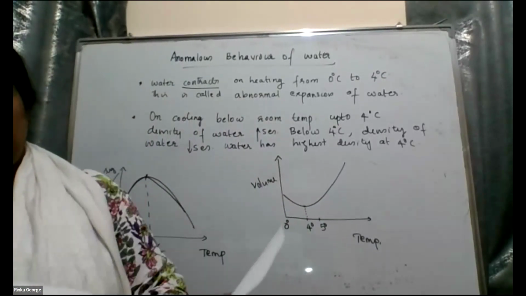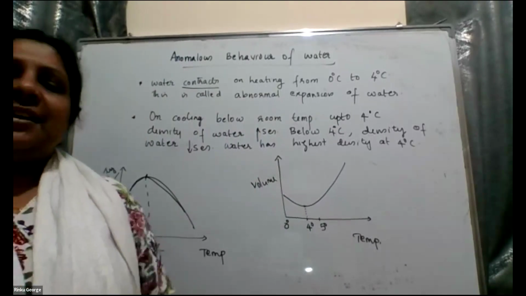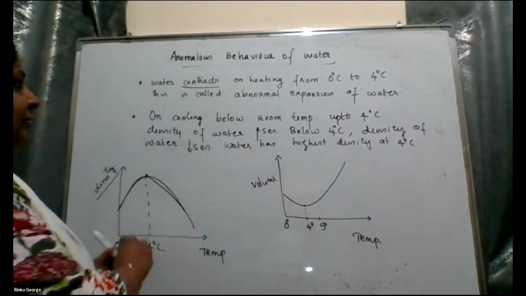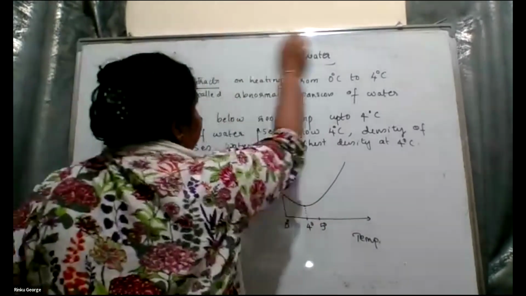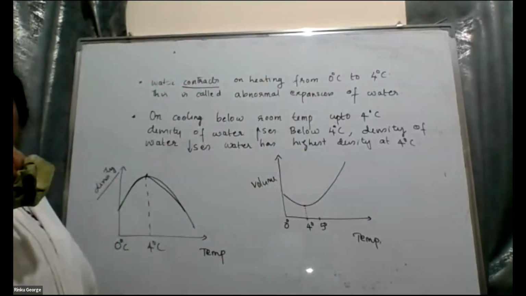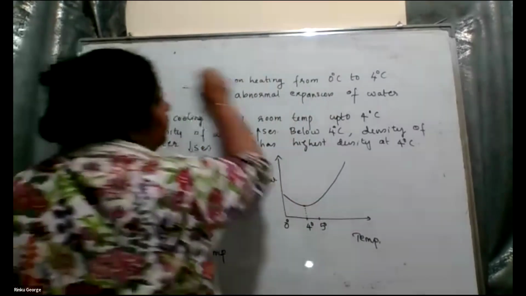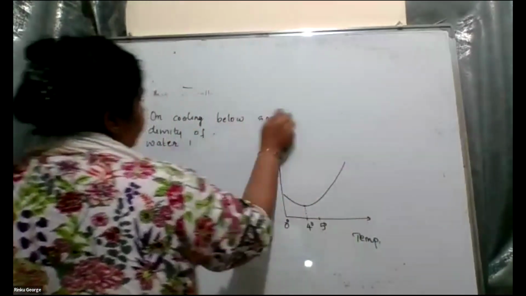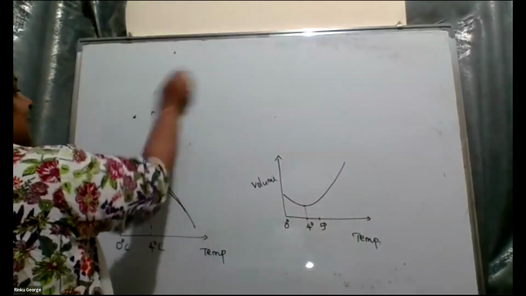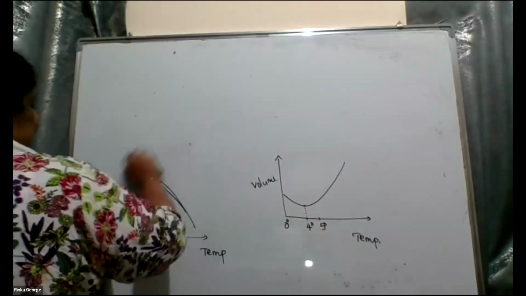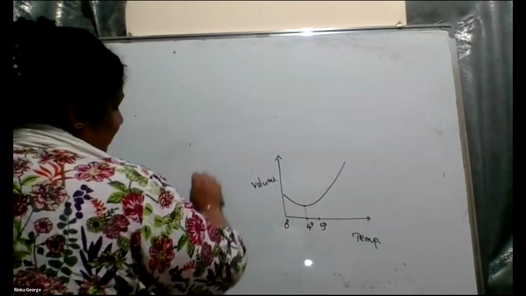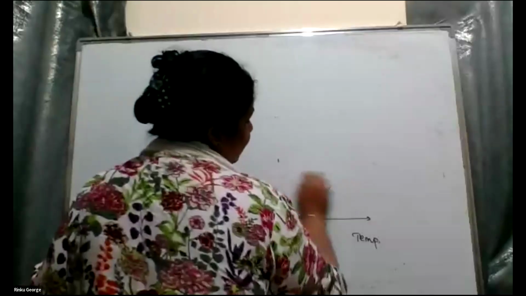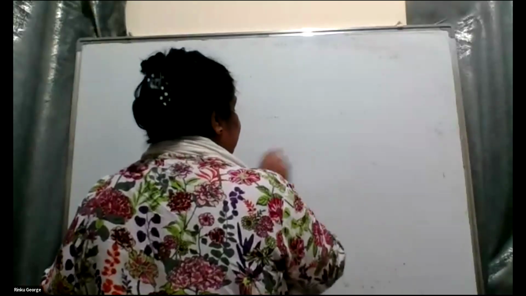Now, next topic you can write: heat capacity. Jessica, you know Jessica, anomalous behavior notes? Yeah. Sorry, just write heat capacity, not specific heat. First the heat capacity, then we will study what is specific heat. After that, you will study molar specific heat.